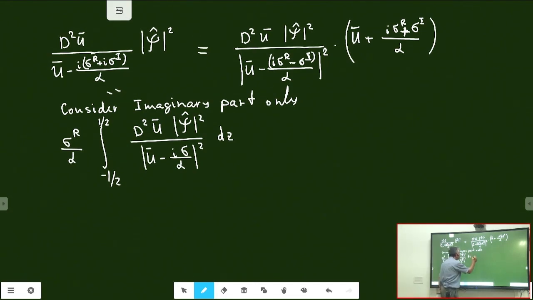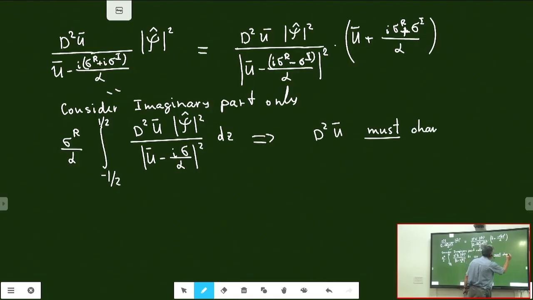So, conclusion: d squared u bar must change sign somewhere between the plates.